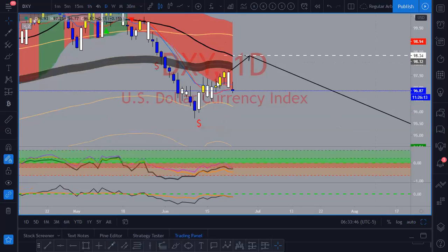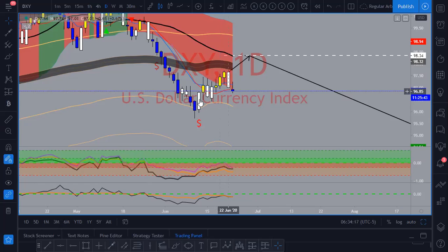So DXY gave us this bearish engulfing candle yesterday, which kind of makes me feel like the US dollar might want to drop some more, possibly make a lower low, or either that, or it's going to just try to quickly get up here to 98.34 or the RSI line and then drop. But I'm not really feeling price going bullish right now. I think it's going to go bearish.